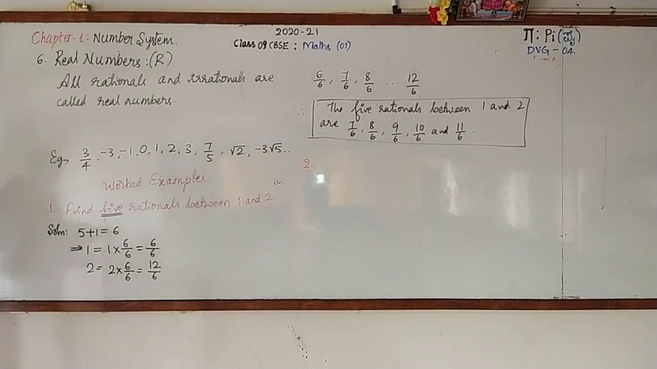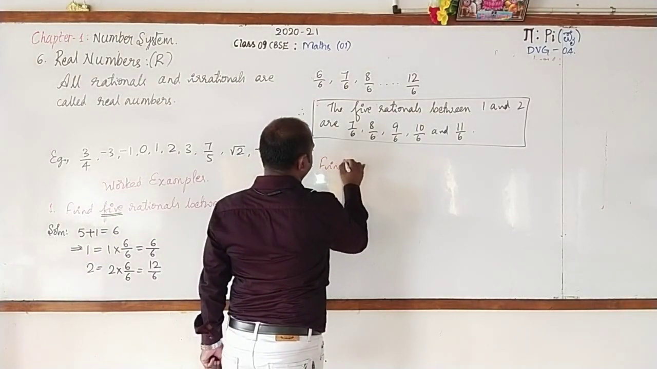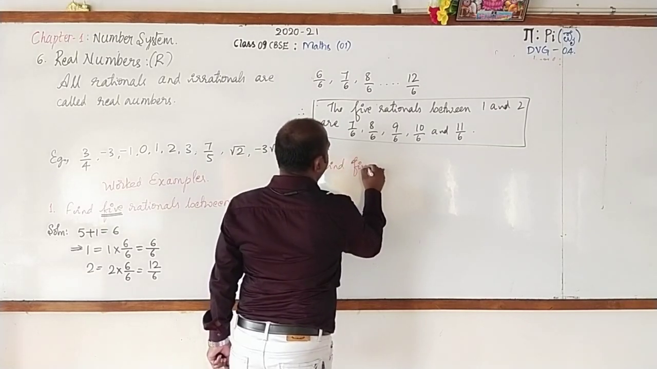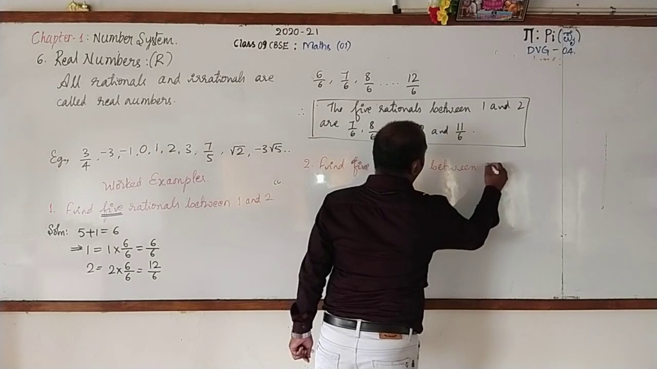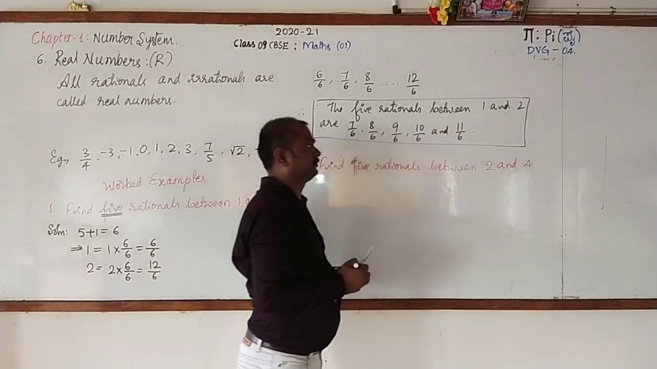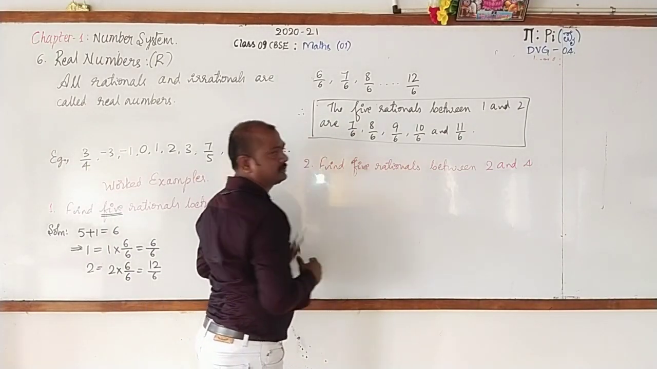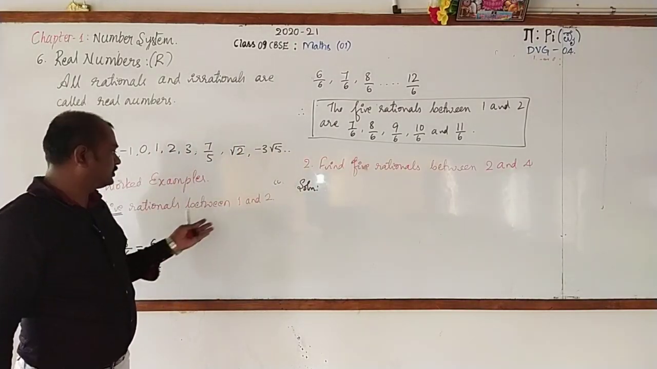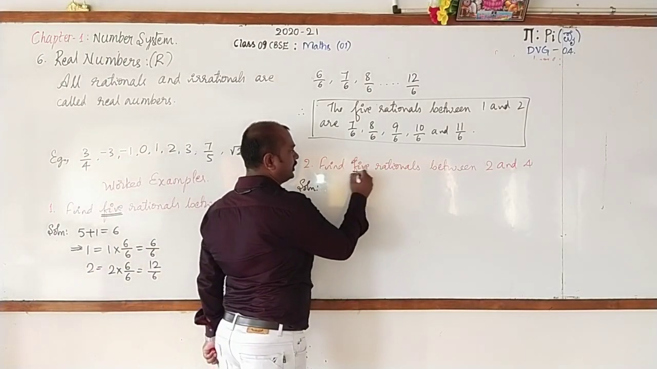Now, let me give you the second one. Find again 5 rationals between 2 and 4. Between 2 and 4, there is only 1 integer, but you are going to find out 5 rationals. How to find out? As you have already learned in the first one, you can just go on writing with me. You are going to find out 5 rationals.